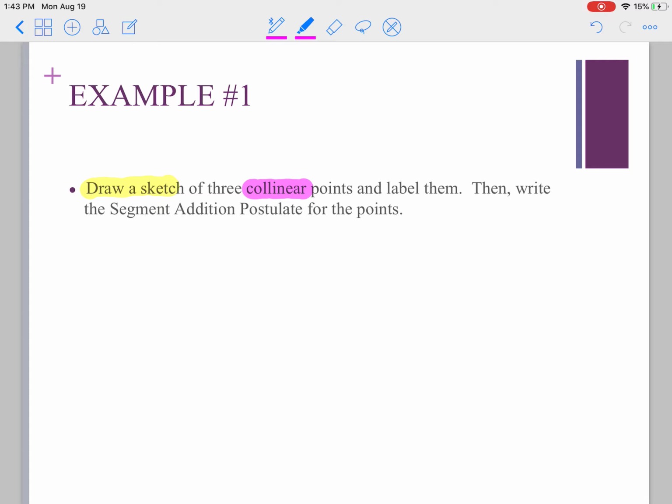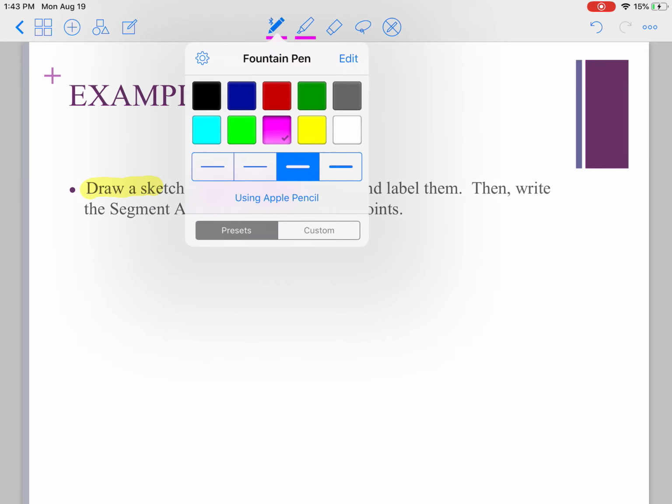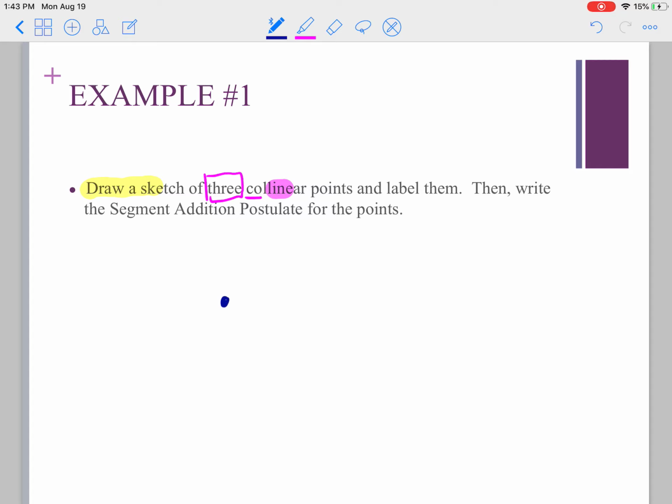Well, that brings up the terminology. What does collinear mean? Well, you may remember the hint is in the word. If I were to erase part of the highlight, the word that ends up is line, and then we talked about co, meaning together, like co-captains. And so what we have are 3 points in this case. We're working with 3. We're given a specific number. 3 points that are on the same line. So all I need to do is draw a sketch of 3 collinear points.